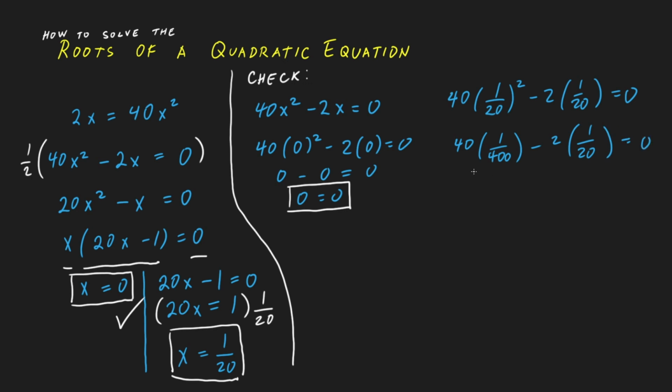equal to 0. So here you can just cancel out one of the zeros to make it a little bit easier to look at. So 4 divided by 40, that's actually 1 over 10. And here we have 2 divided by 20. So we have 1 over 10. So 1 over 10 minus 1 over 10, that's 0. So we have 0 equal to 0. And then that confirms that 1 over 20 as one of the roots is correct.